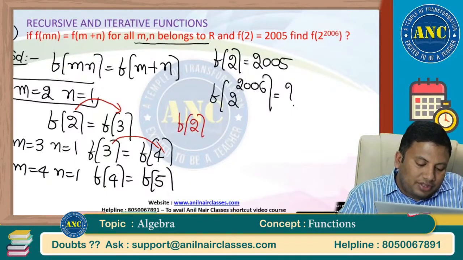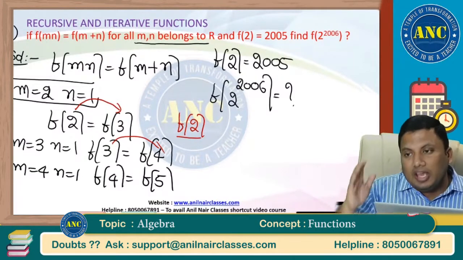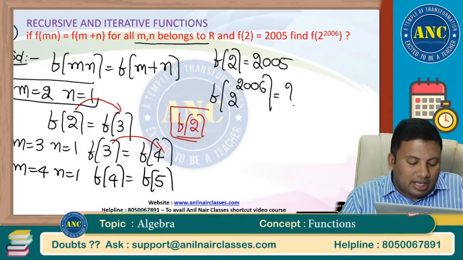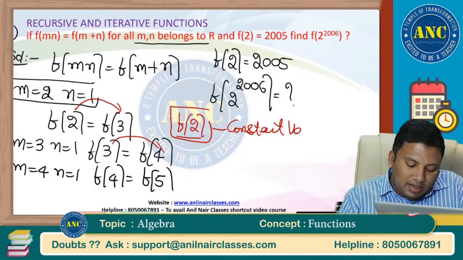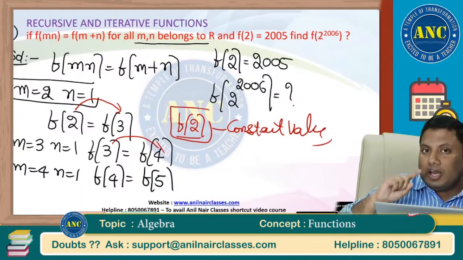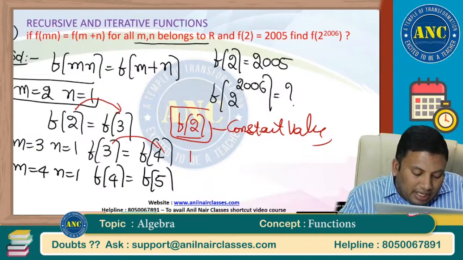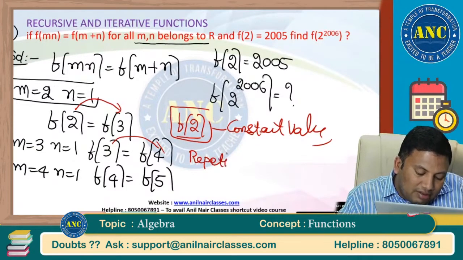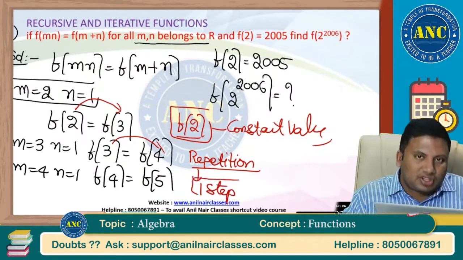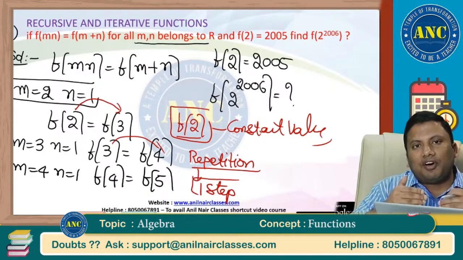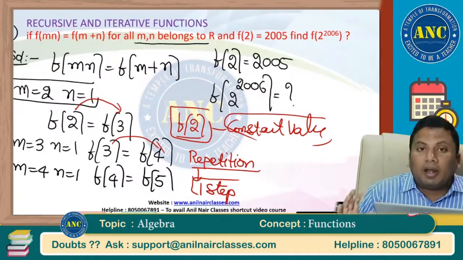F of 3 is nothing but f of 2, f of 4 is nothing but f of 3, which is f of 2. That means every value is coming out and giving me a constant value, that is nothing but f of 2. Iterative function: the functional value is repeating after some steps. Here the repetition of the value is happening after one step. It is nothing but a constant function. F of 2, f of 3, f of 4, f of 5, all are coming back to f of 2. So f of 2 is the answer for any real number after f of 2.